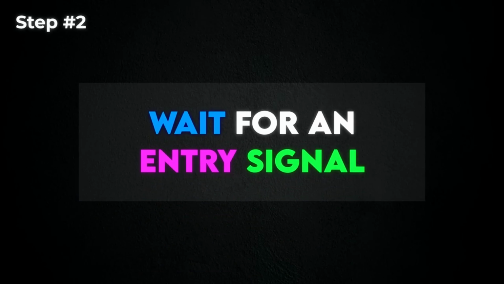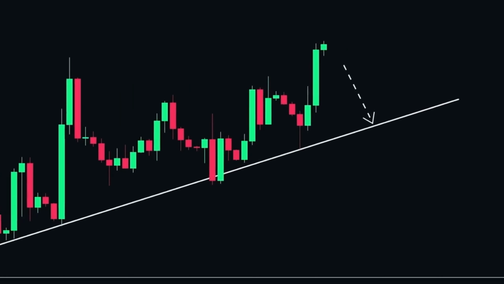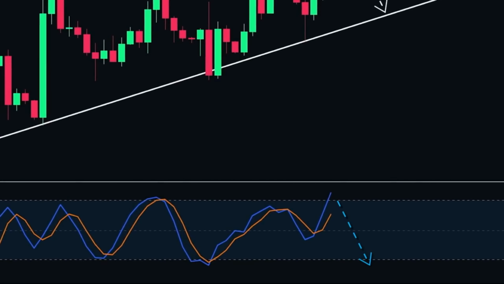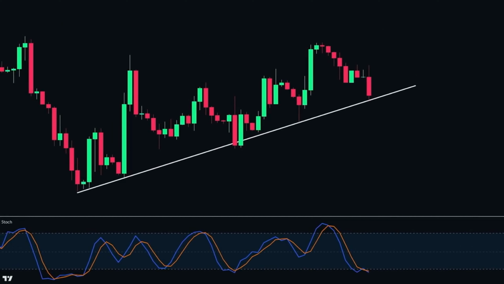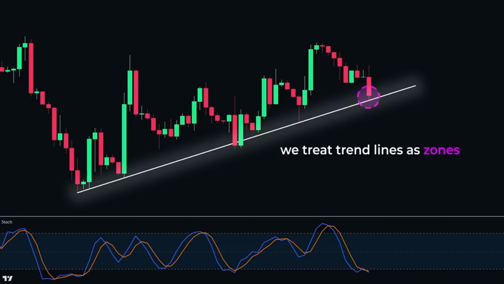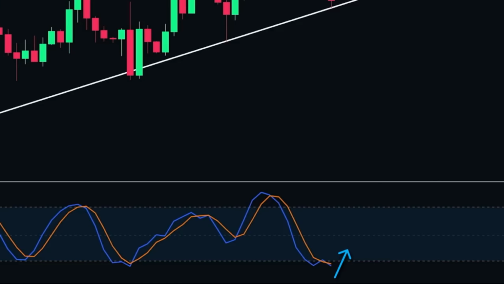So what I look for is price approaching the trend line, but I also want to make sure that the blue stochastic line crosses into the oversold level, which is this bottom level here. So that would look something like this. But keep in mind, as I mentioned earlier, we treat trend lines as zones instead of fixed lines. This means that price doesn't have to touch the trend line perfectly, as long as it's within the zone of the trend line. While the stochastic crossed oversold, the setup is still valid. For our last entry confirmation, wait for the stochastic line to cross back inside the oversold levels again.